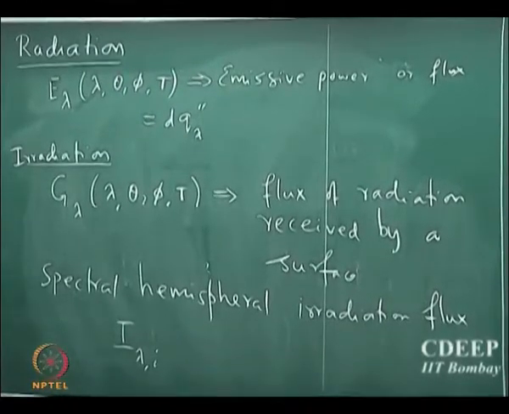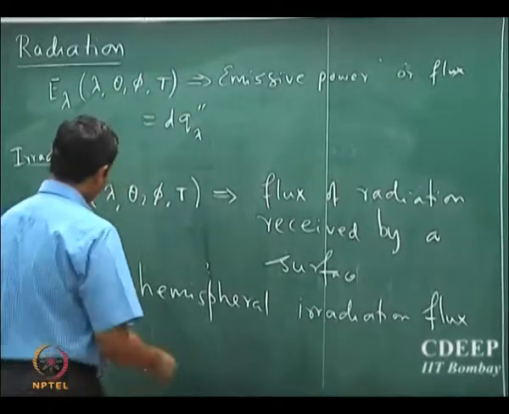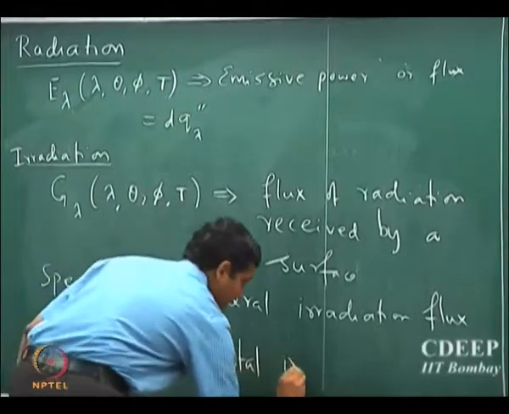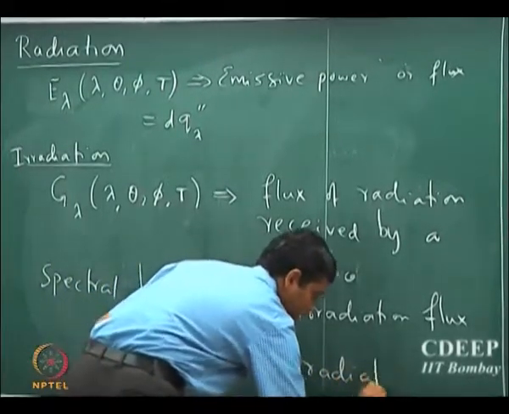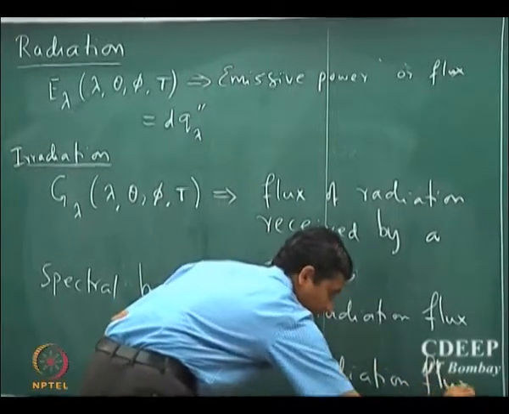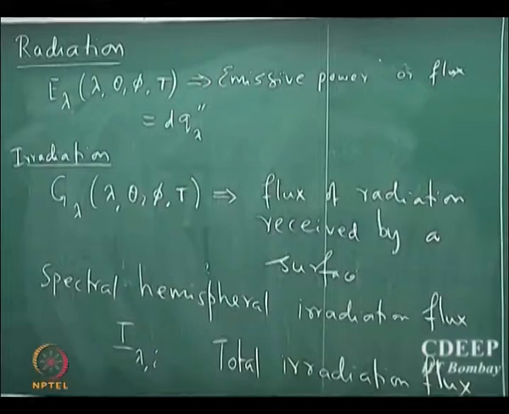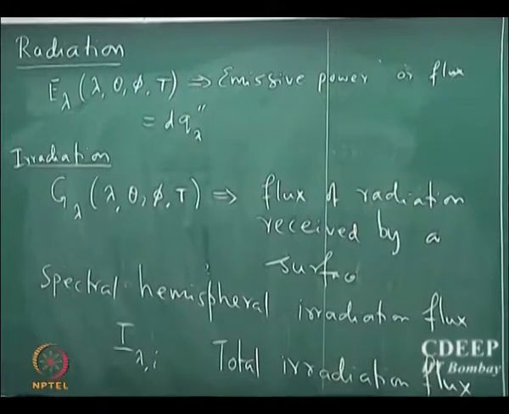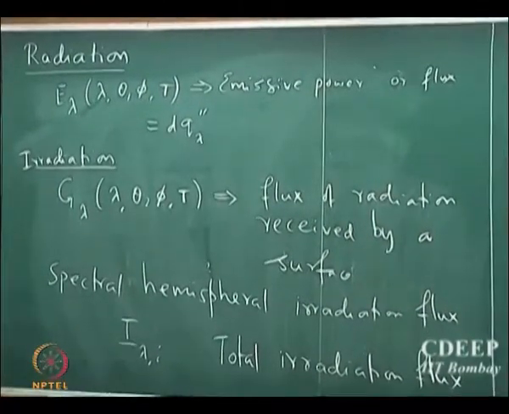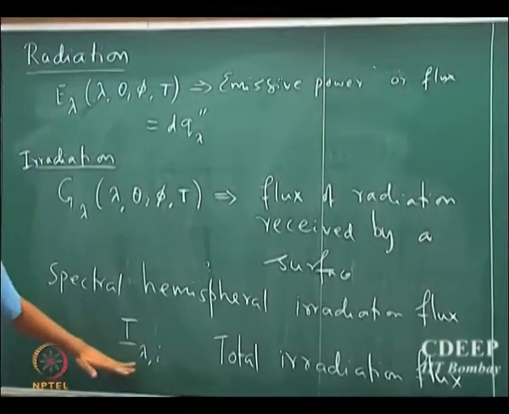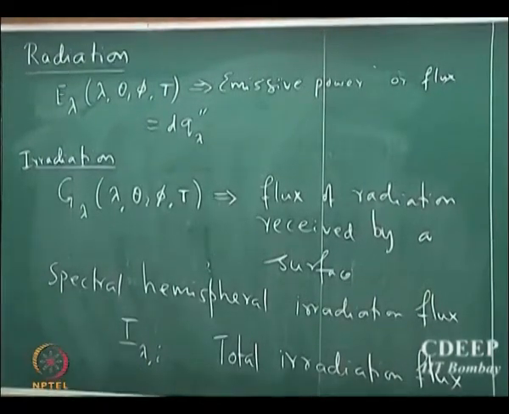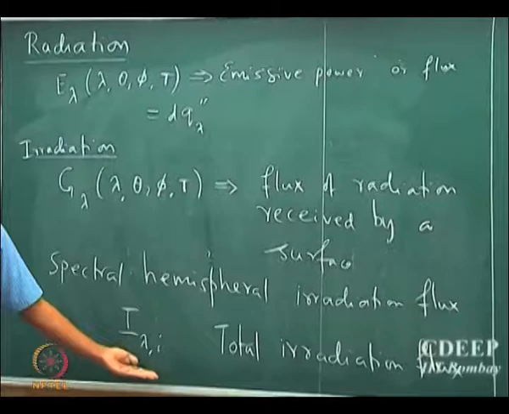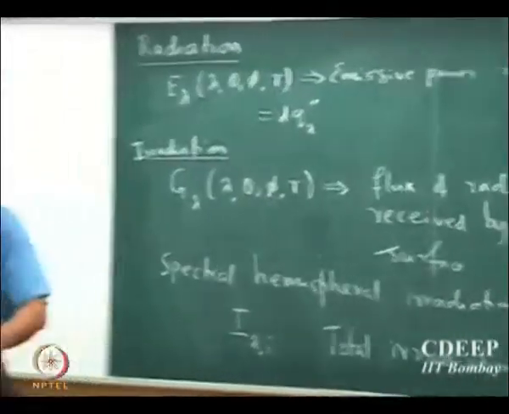Similarly, like spectral hemispherical, one could also define a total irradiation flux. All these are definitions. We just have to replace I lambda e with I lambda I in all the integrals that we wrote. It's just boring to write the integrals too many times, but you understand what I mean, right? Instead of I lambda e, the intensity of radiation that is emitted, you replace it with the intensity of radiation that is actually absorbed.